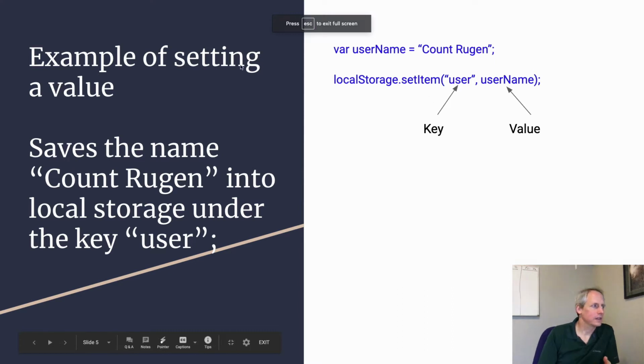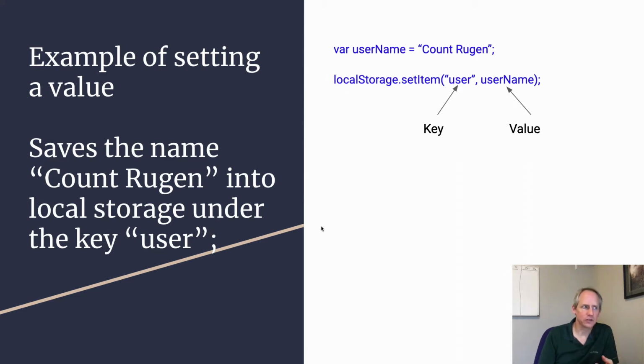Then we can use clear to remove all data from the local storage for that site. So here we've got an example of setting a value. This will save the name countRugen, which is going to be stored in the username variable, into local storage under the key user.